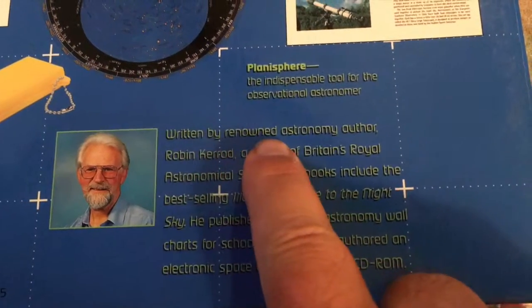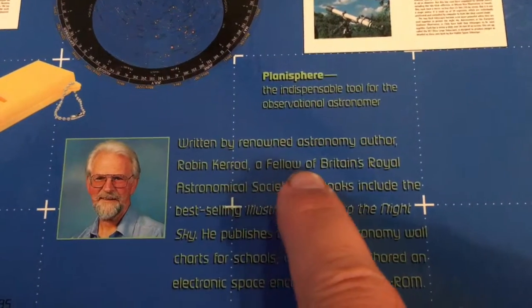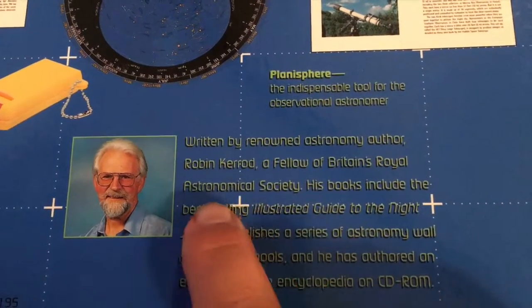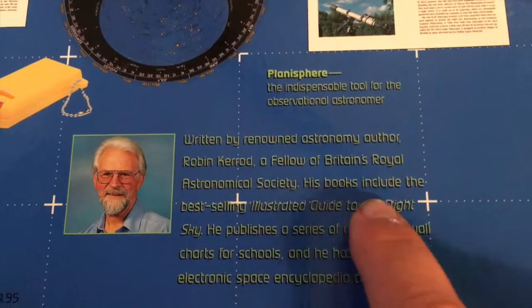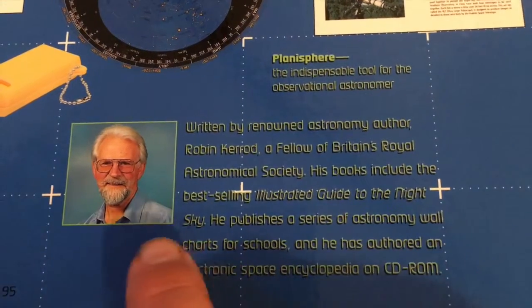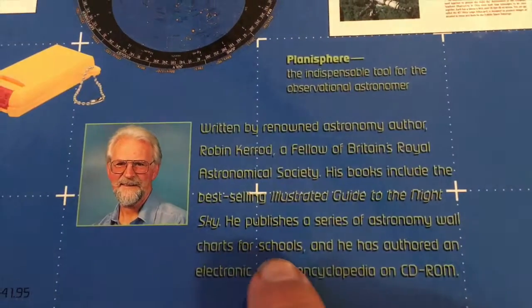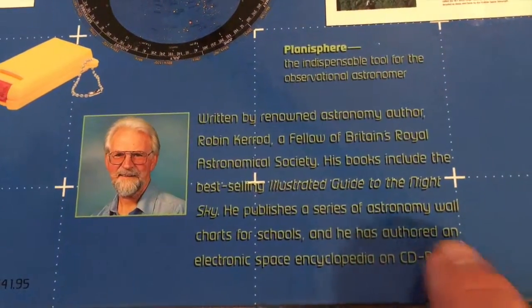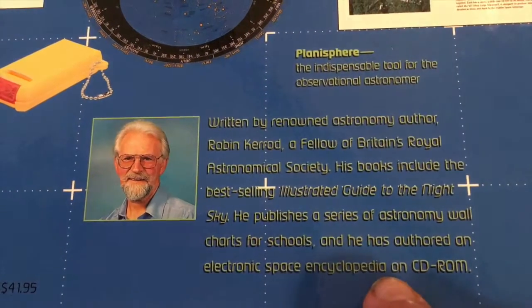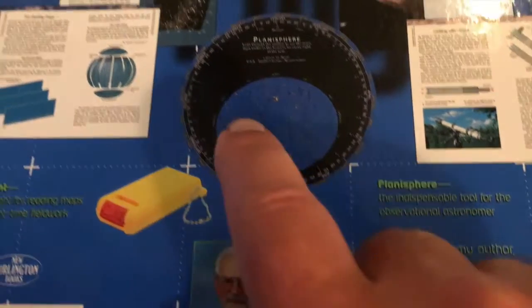Written by renowned astronomy author Robin Scagell, a Fellow of Britain's Royal Astronomical Society. His books include the best-selling Illustrated Guide to the Night Sky. He publishes a series of astronomy wall charts for schools and he has authored an electronic space encyclopedia on CD-ROM. So we know who he is.